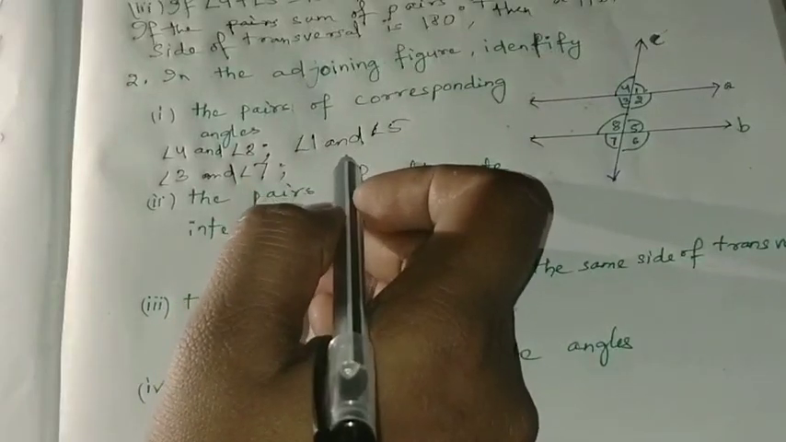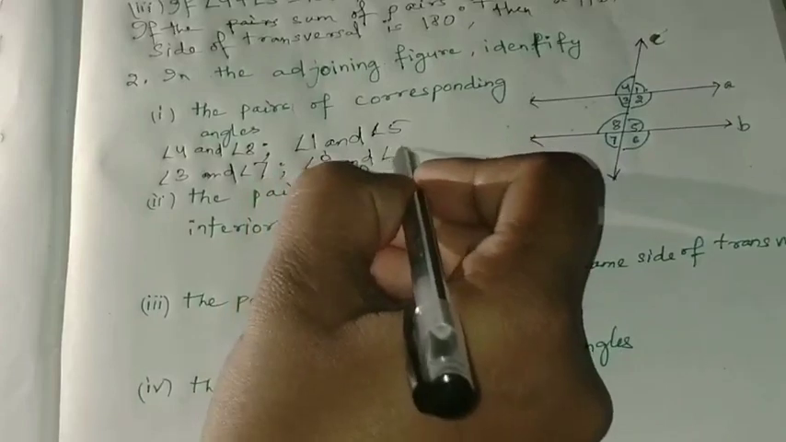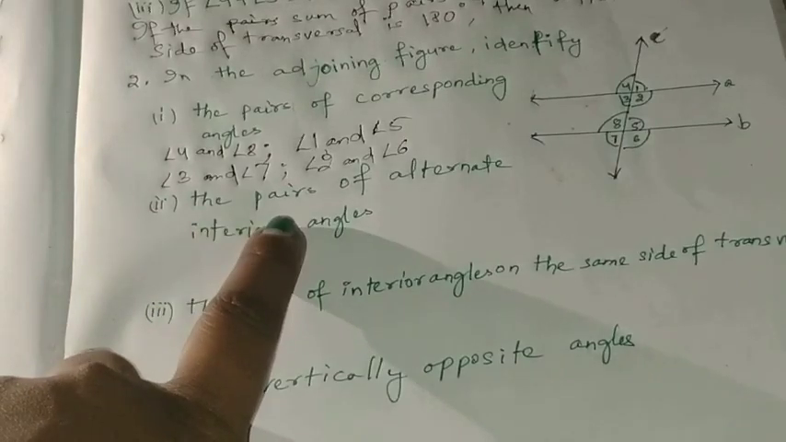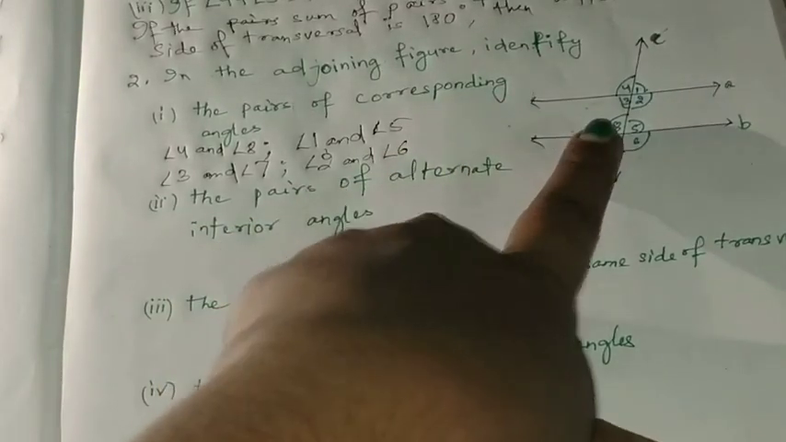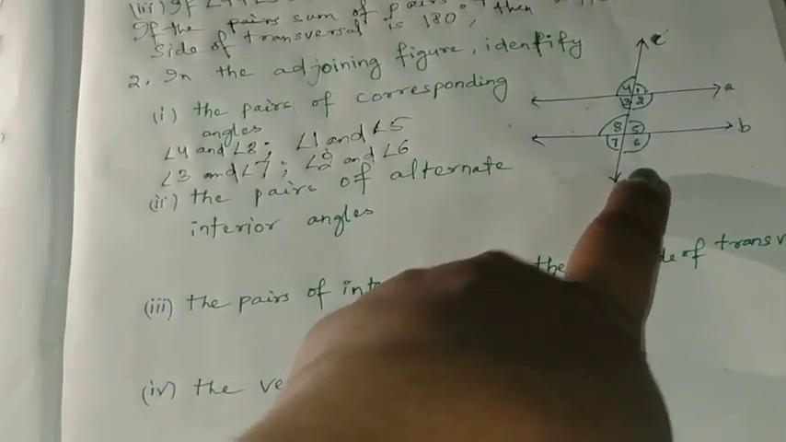So you will write angle 2 and angle 6. Okay, so these are the pairs of corresponding angles: angle 4 and 8, angle 3 and 7, angle 1 and 5, angle 2 and 6.